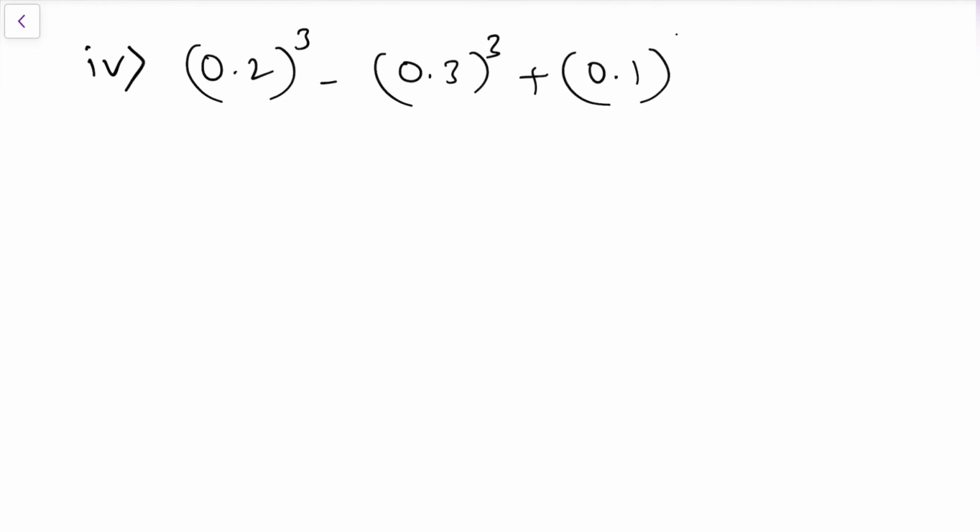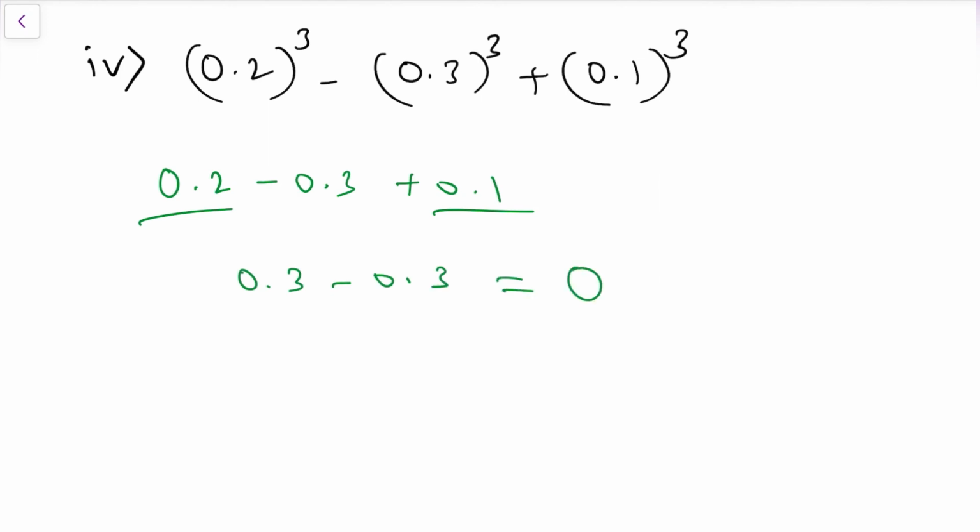Next, in this bit, last question. 0.2 whole power 3 minus 0.3 whole power 3 plus 0.1 whole power 3. First, let us check the ABC values. A is 0.2, B is minus 0.3 and C is 0.1. 0.2 plus 0.1 is 0.3, minus 0.3 is nothing but 0. So here A plus B plus C value is 0.